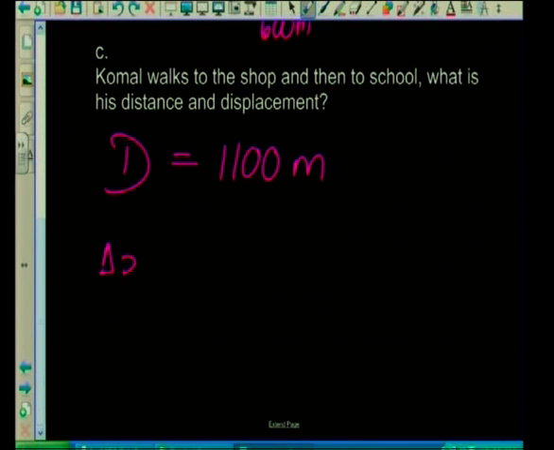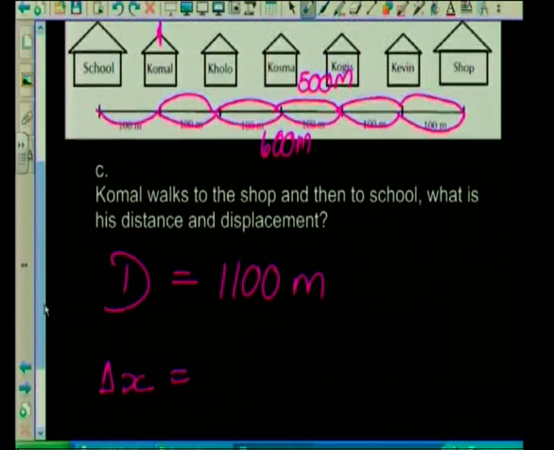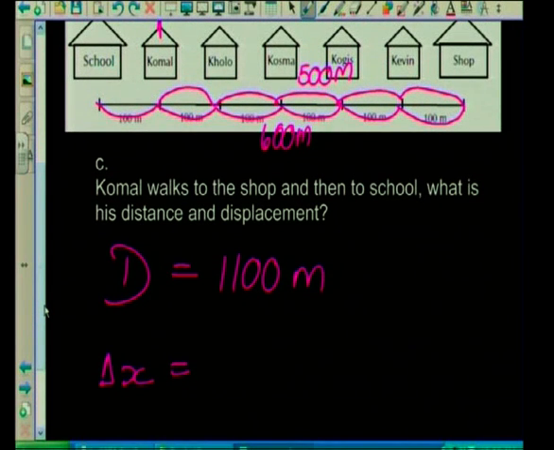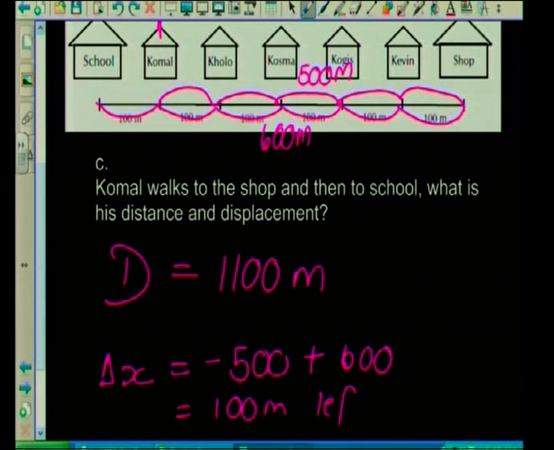Displacement. We just said he went 500 meters right. Remember, right was our negative value. And 600 meters left. So his displacement is actually only 100 meters left. Because, in reality, okay, I don't think you can see that. This is his displacement. Start, finish.